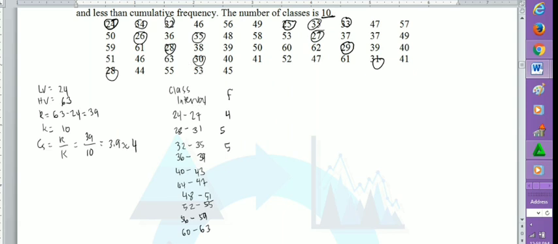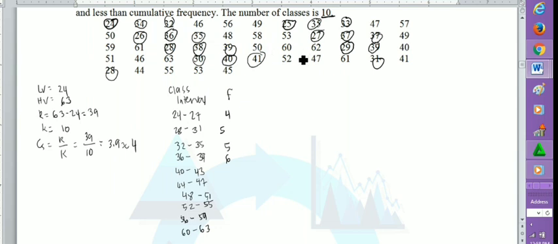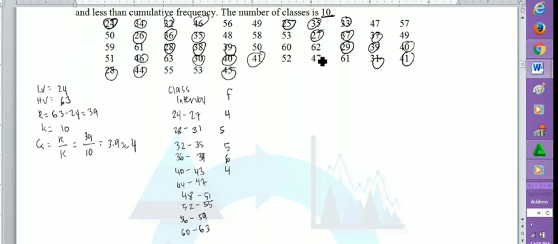Okay, how about for 36 to 39 naman? 36 to 39 is 1, 2, 3, 4, 5, 6. Okay, 6. 40 to 43. Excuse me. 1, 2, 3, 4. Okay, 4. And then 44 to 47. 1, 2, 3, 4, 5, 6. Okay, 6. 48 to 51.